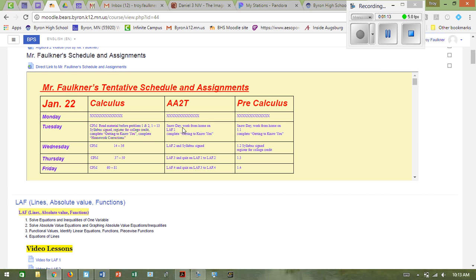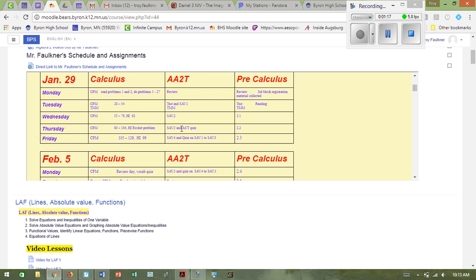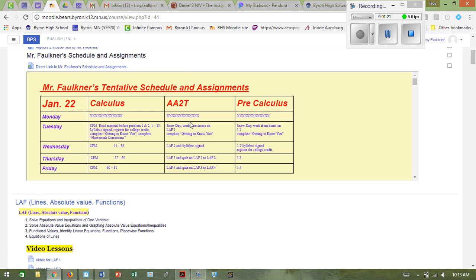So today you get to work from home because it's a snow day. But you can also scroll ahead and see when your quizzes and tests are. Keep in mind that this is only tentative, so it's possible it could change here or there. But as you look here, for tomorrow, you'll be working on the LAF2 problems in class. So prior to coming to class tomorrow, you'll need to watch this day 1 video.